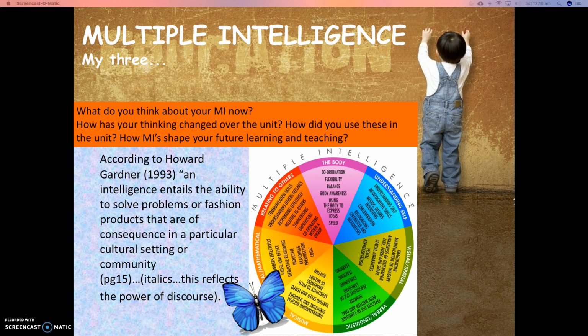What do you think about your MI now? How has your thinking changed over the unit? Keep in mind what Howard Gardner said. An intelligence entails the ability to solve problems or fashion products that are of consequence in a particular cultural setting or community. Remember the strength of understanding our own MI, in knowing that this information can help us to enhance what we already know, to improve, to grow and to learn.